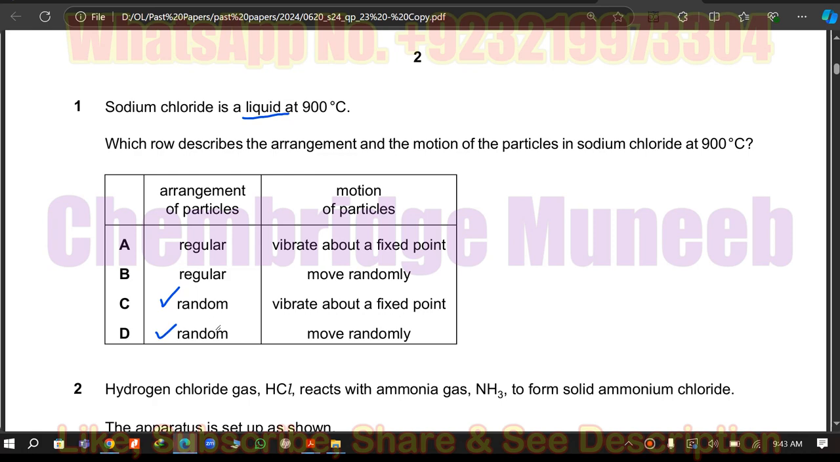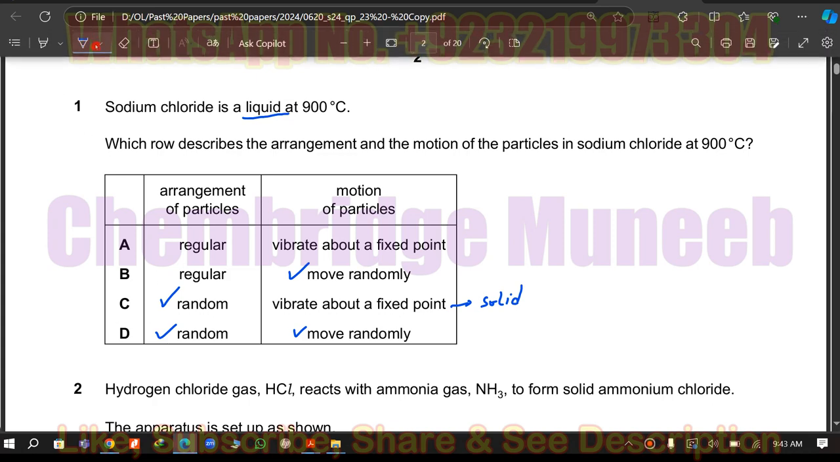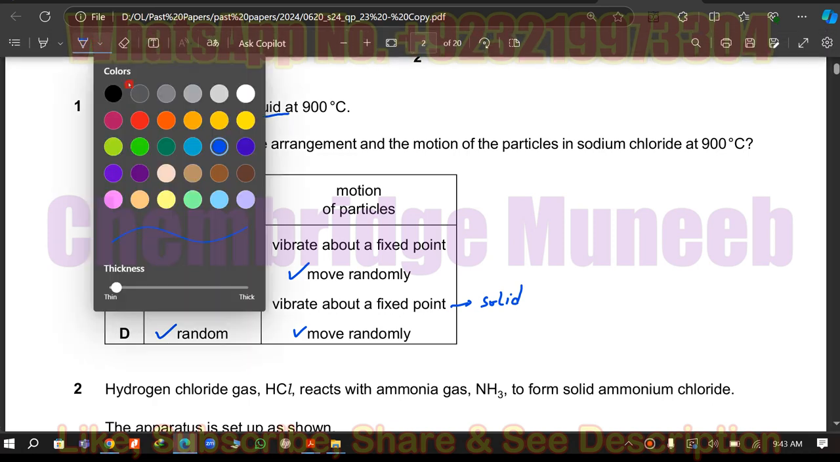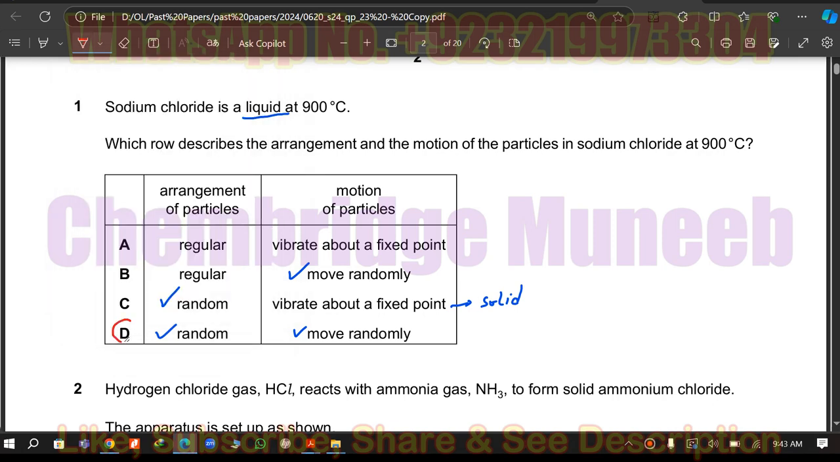And then secondly, we should also know that the particles in the liquid form move randomly. They are always in motion. They do not vibrate at a fixed position, because this property belongs to the solid form of the particles. That is not the case here. Instead it is a liquid form, so the right option is the D option.